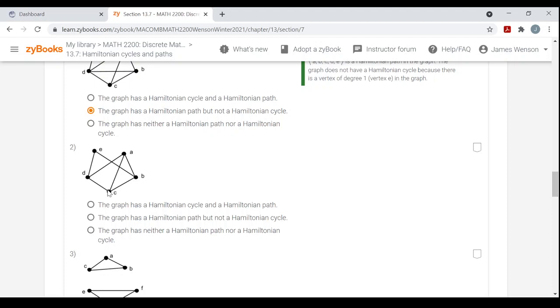Here, B to C. Oh, no, I see one. B to C to A to D to E to B. There, that's a cycle. B to C to A to D to E to B. Yeah, I started at B, I ended at B, I used every vertex exactly once, except B at the beginning and end, and no edges were repeated. So yeah, I found a Hamiltonian cycle in this. So this has both.